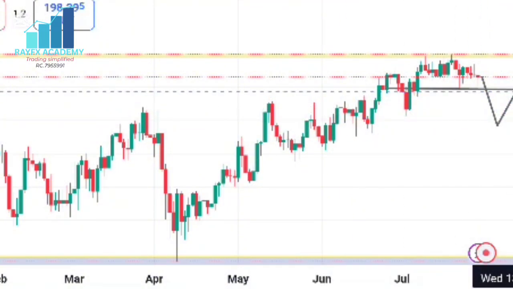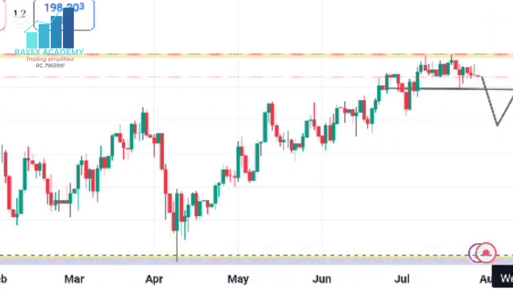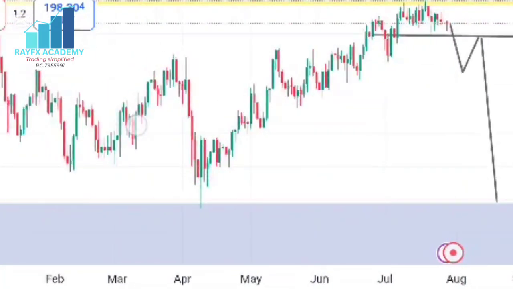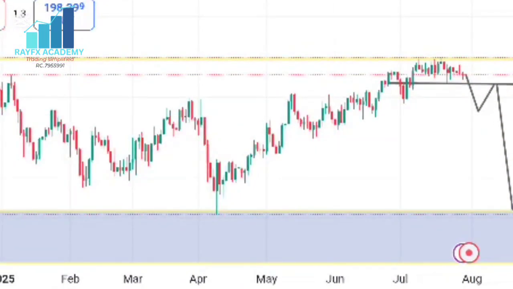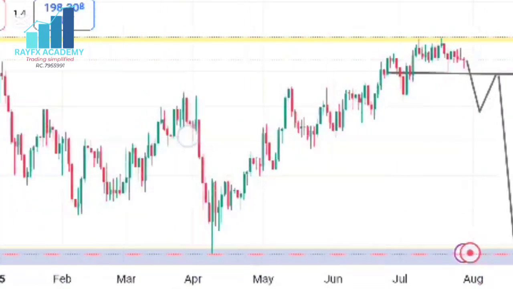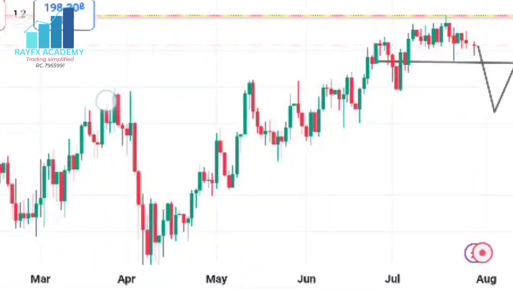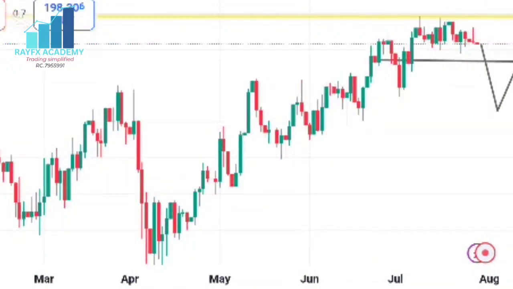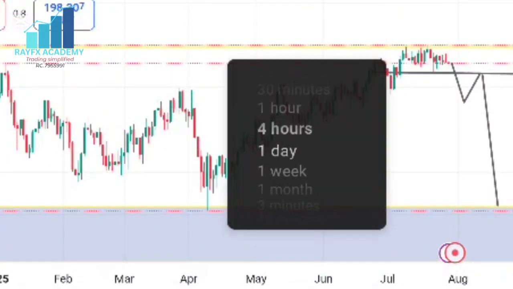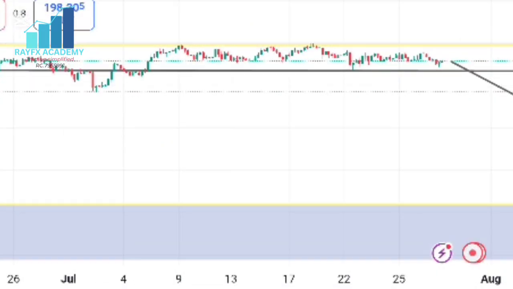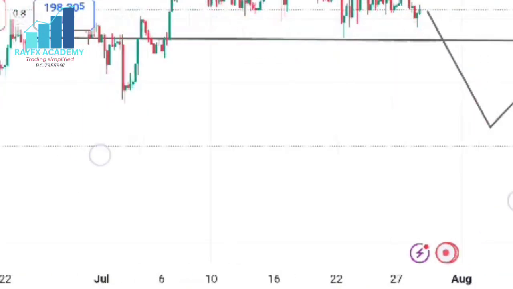There you have something like this. So this is what we are looking out for on the GBP JPY. Sorry to say, this is GBP JPY. So this is what we're expecting from this market right now, based on the daily, and we'll switch over to the 4 hours time frame.